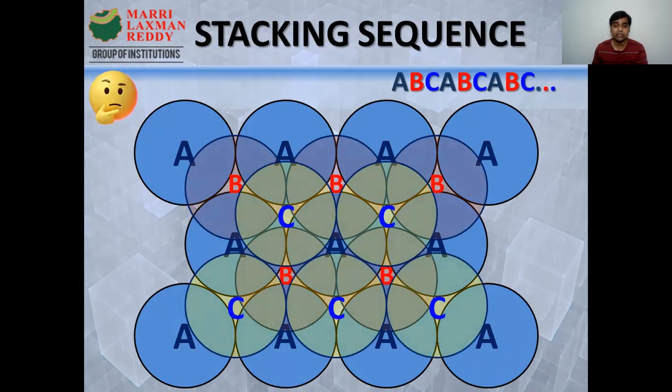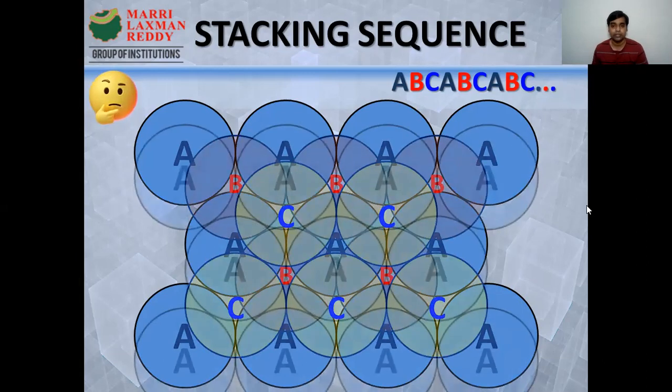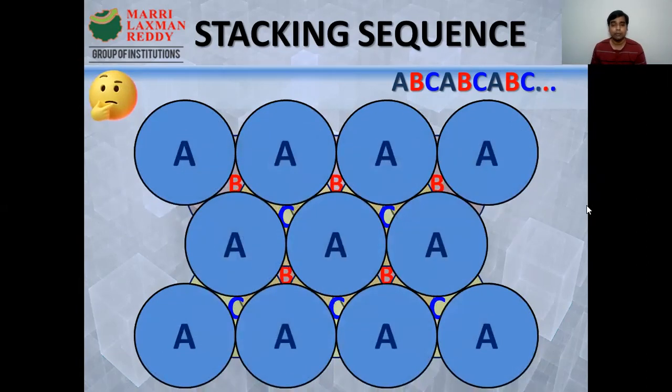Now the fourth layer is similar to the first layer. That means the fourth layer is just above the bottom layer. So here you can see it like this. Such layer stacking results in FCC structure. Here the letter B indicates the exact center of B layer atoms, and the letter C indicates the exact center of C layer atoms.